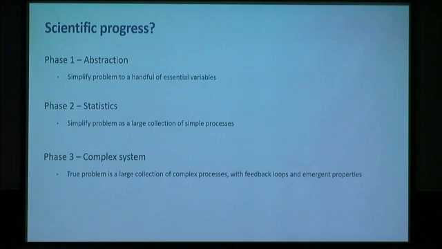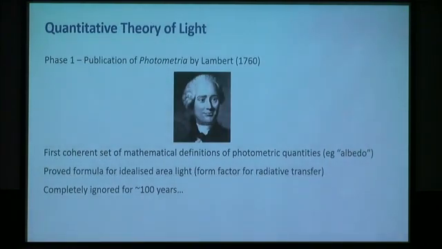So, but in this framework, what can we say about understanding of light? Well, this actually really started a surprisingly long time ago, perhaps 1760. Lambert, who did lots of great maths, proved pi as irrational and did hyperbolic triangles and all sorts of things, but he invented photometry, which was really the first attempt to define scientific quantities for light, like albedo, which is just how much light is reflected.